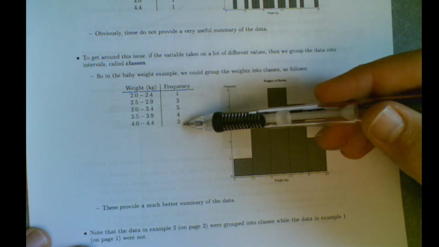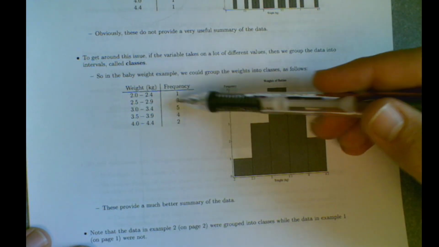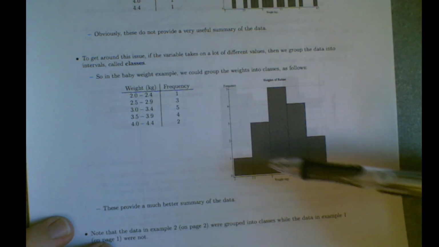And then we can count up how many babies were in each of these weight classes, and we get a much nicer looking histogram, a much better looking graph out of this. It gives us a better sense of what the shape of the distribution is, which is something that we'll talk about a little bit later on.